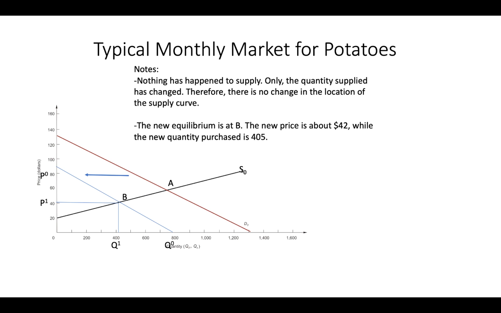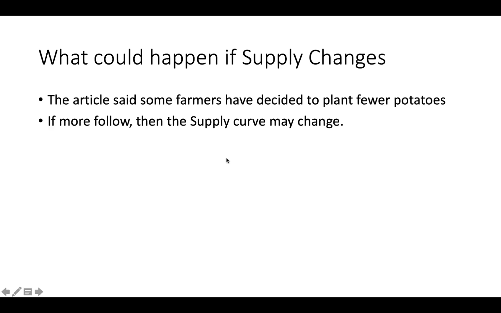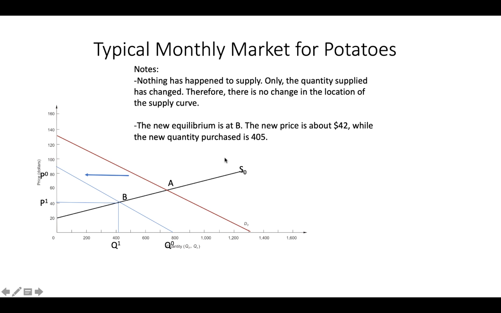So if you look back at this example, again, we have our new equilibriums here. So we have 40 for the price and about 405 for the quantity. But another point here is that nothing has happened to the supply. The supply curve is exactly the same. So therefore, we're just looking at a change along the supply curve. We're moving along the supply curve. There's no change to the supply curve itself. Okay? That's really important. So farmers still have their potatoes locked away in their cold storage.